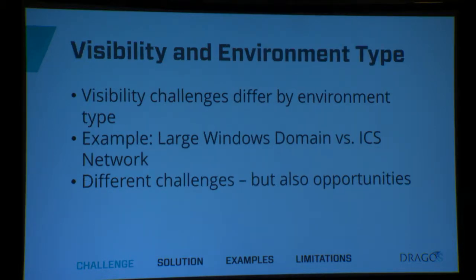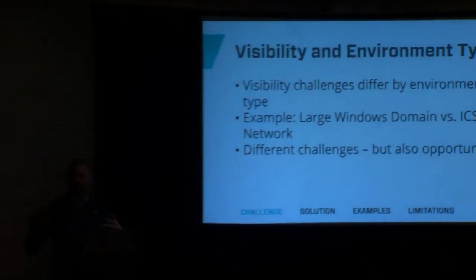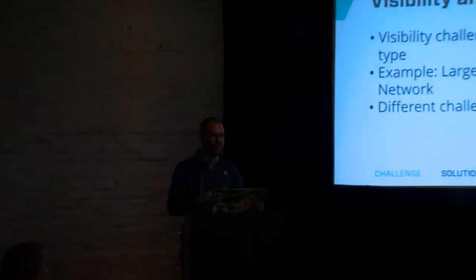So visibility challenges are there regardless of your environment, and they certainly depend upon what you're operating with. So a large Windows domain, yeah, you might have all the tools in place, but you're also swimming in a huge sea of data, and trying to filter down into events of interest is hard. Whereas like an ICS network, like I was talking about earlier, that I'll focus on with some of the examples. Sorry, that's my job now.